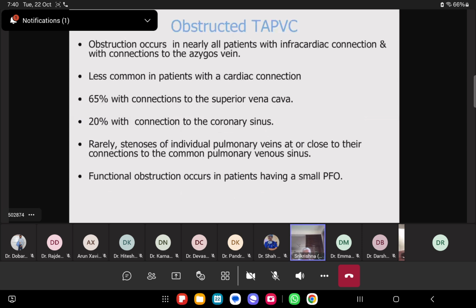Rarely, there is stenosis of the individual pulmonary veins at or close to their connections to the common pulmonary venous sinus. The second common obstruction occurs at the level of the interatrial communication, at the level of the PFO or an atrial septal defect.